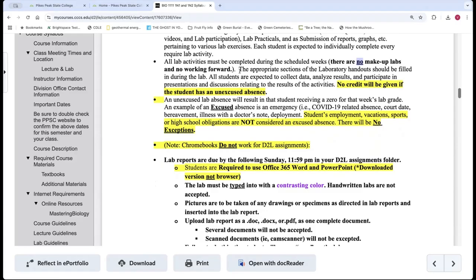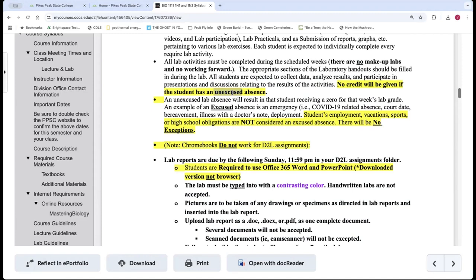Appropriate sections in the labs need to be filled out. It is the expectation that all students are going to collect data, analyze results, and participate in any presentations, if applicable, and discussions related to the results of the activity. If the student has an unexcused absence, no credit will be given. Unexcused absence essentially means you didn't turn it in. You didn't turn it in, but you do have a little grace period with a reduction in points.